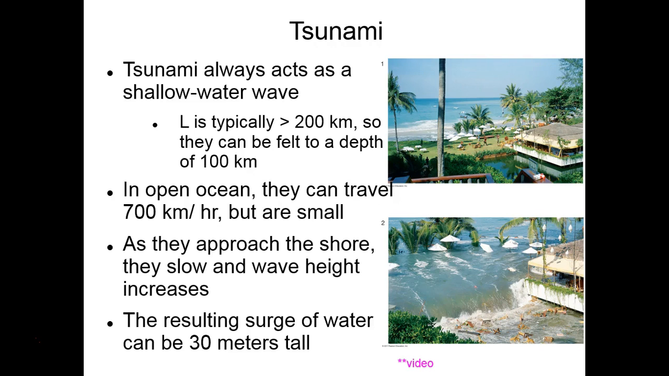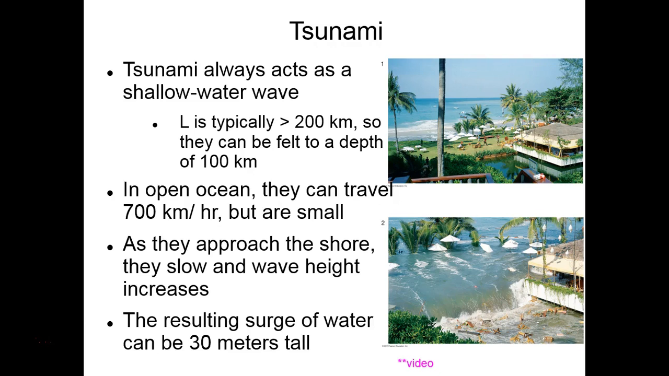So in the open ocean, they actually travel extremely quickly because of this huge wavelength. So they can travel 700 kilometers per hour, but their wave height is not very large. So if you are on a boat in the middle of the ocean and a tsunami went under you, you probably wouldn't even notice because the wavelength is so big. Because the wavelength is so big, the steepness is very small. It's not a very steep wave, so you're not really going to feel it.